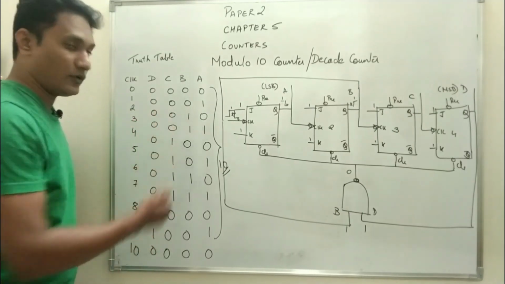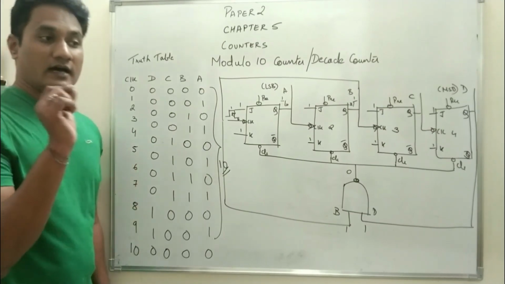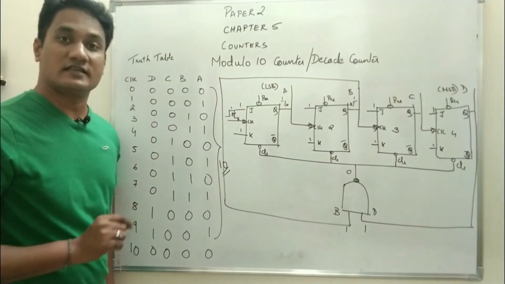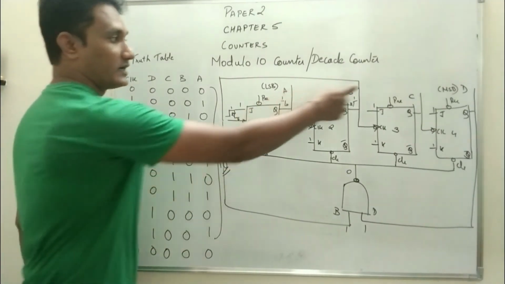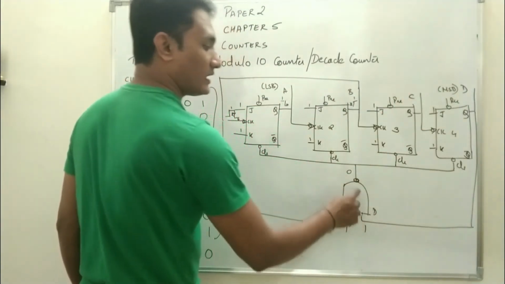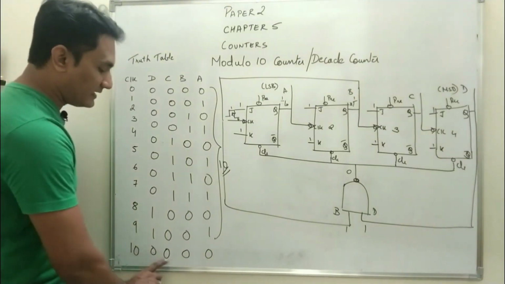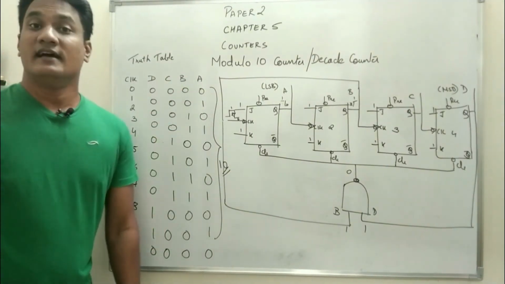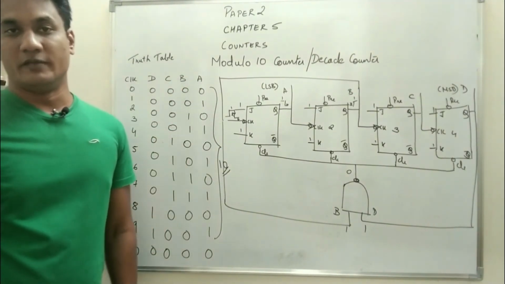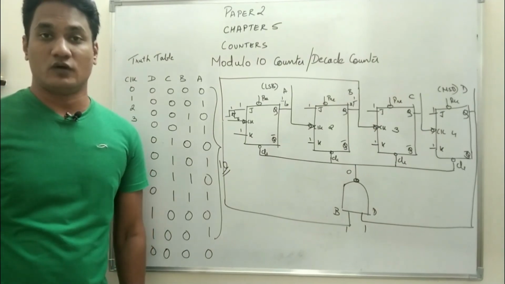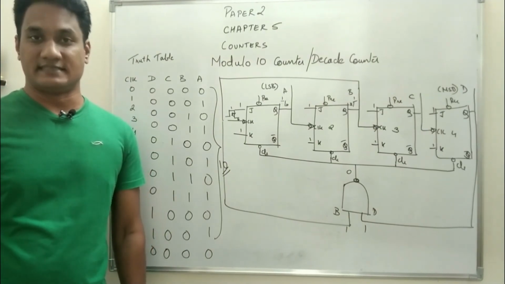So you write all the possible conditions, and then check at the 10th condition which variables are 1. Connect those variables to the inputs of the NAND gate, and the output of the NAND gate is connected to the clear terminal of all the flip-flops, and exactly at the 10th clock pulse the circuit will reset. So the total number of counts will become 10. So this is how a modulo counter is designed.